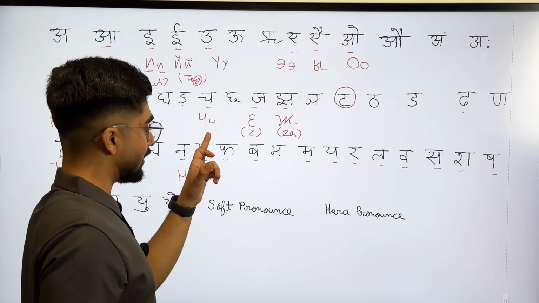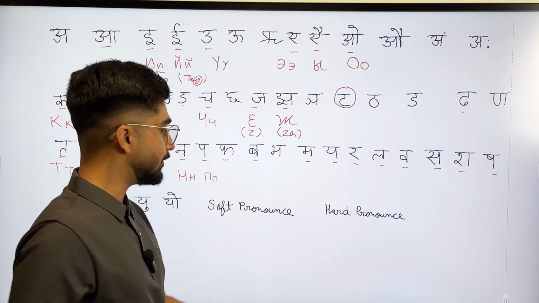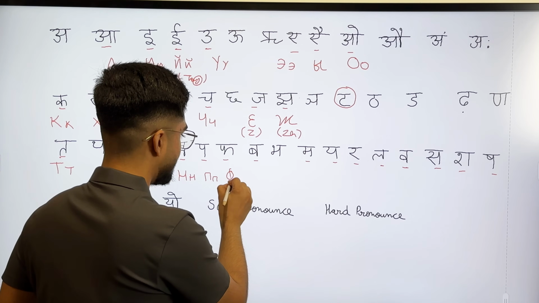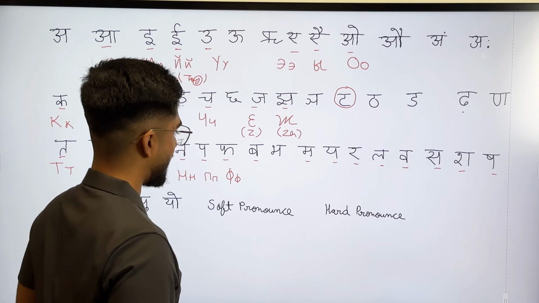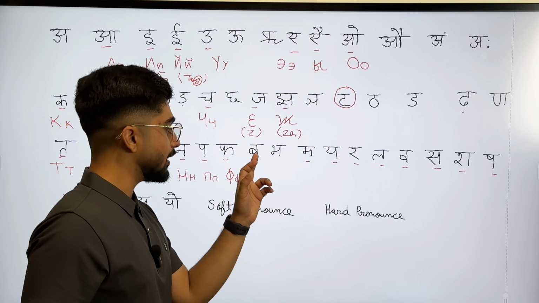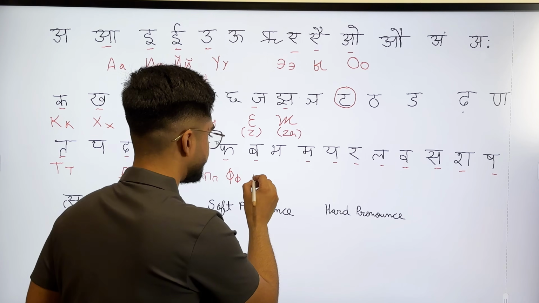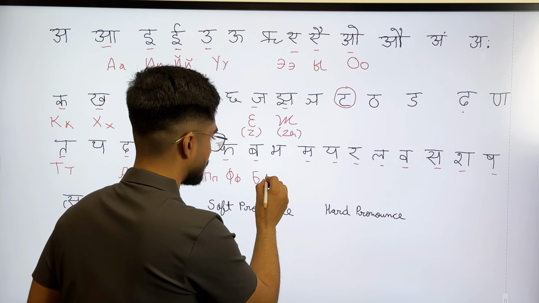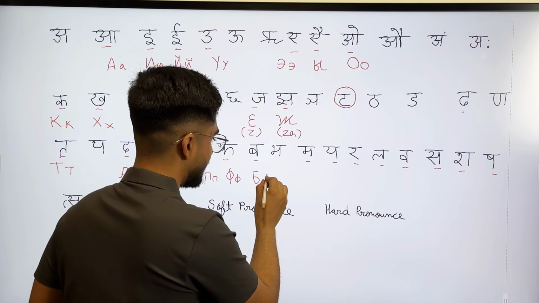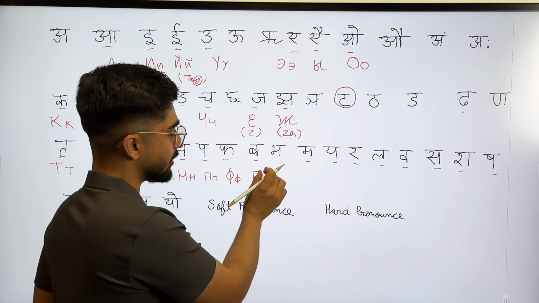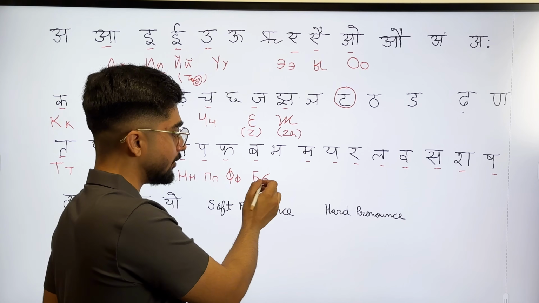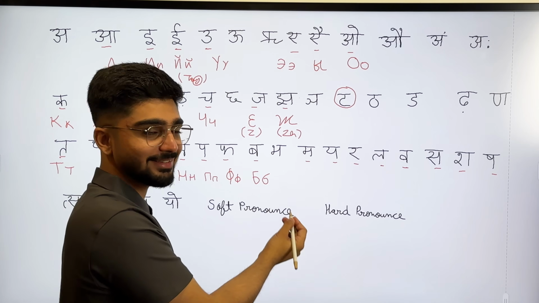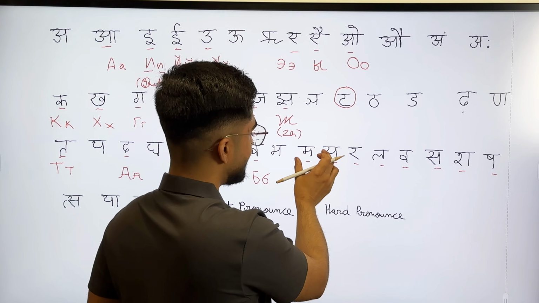And the next alphabet is your Fo. So you have to write it like this, Fo. Next is your Bo. And when you write the small form of this alphabet, you have to make it just like 6. Yes. Next is your Mo.